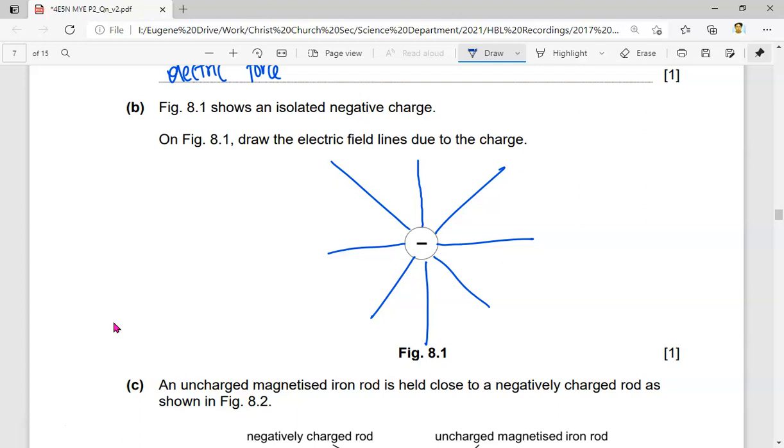Next is about after you've drawn the pattern. The next part you must draw is the direction. So take note, negative will always point inwards. So negative is pointing inwards. Therefore, this is the answer.